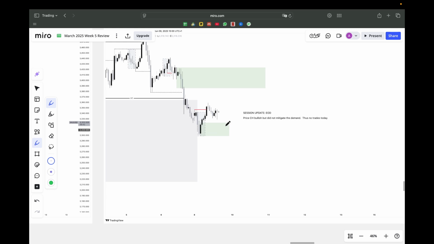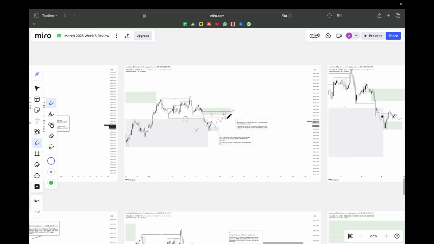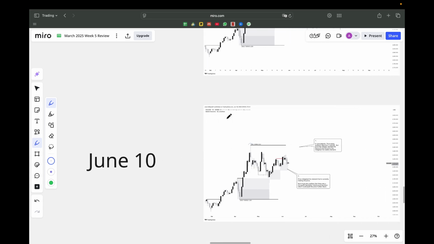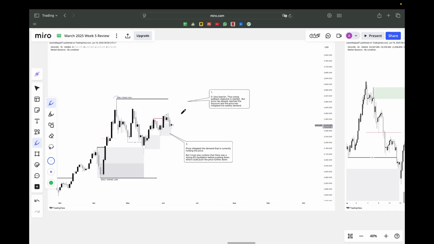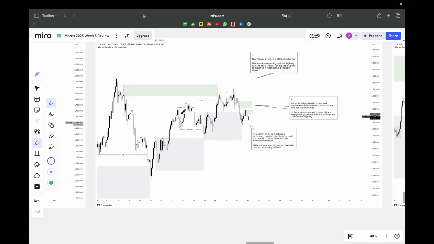But at the end of the session, there were no trades. Price just consolidated like this and nothing really happened. So it was a chill day. And let's move on to June 10. So price is still in the same area of value for the daily. So let's move on to the 4 hour chart.